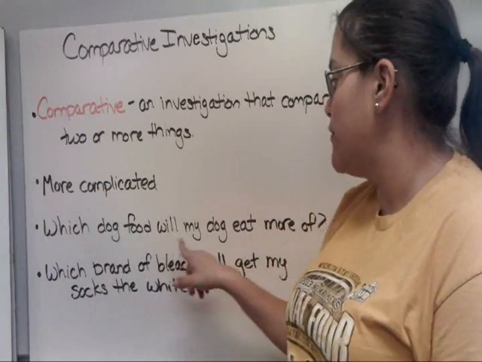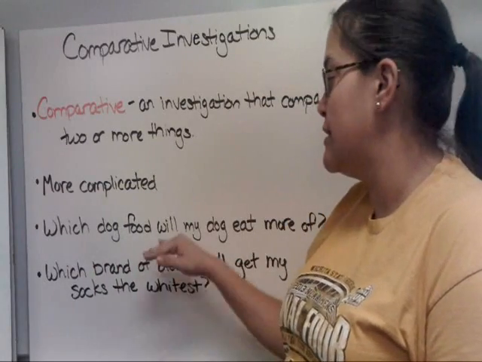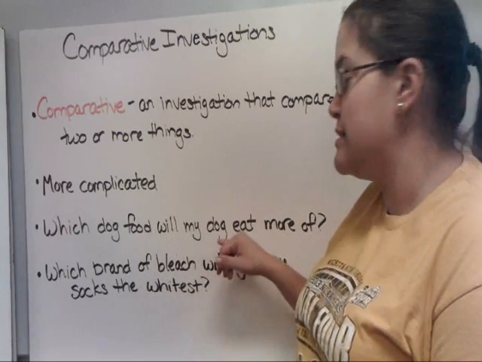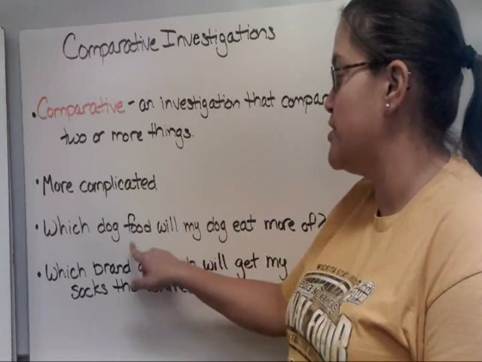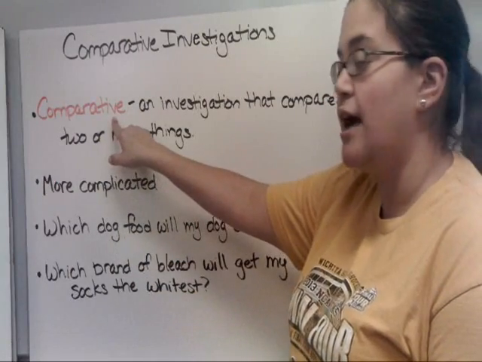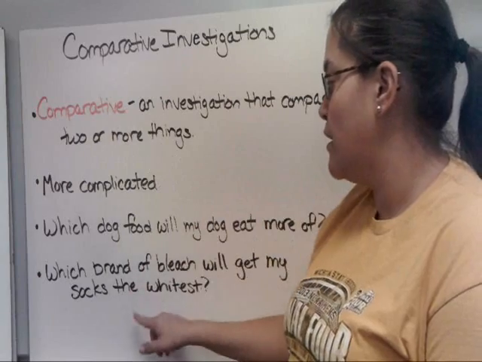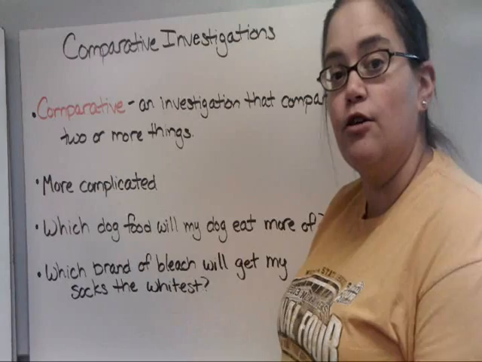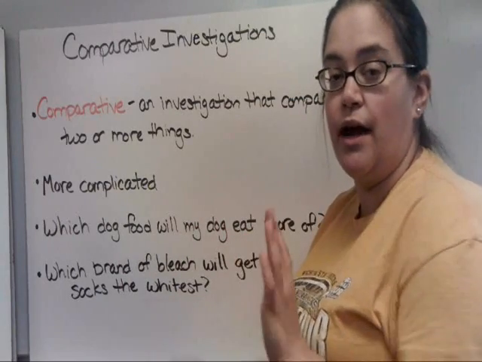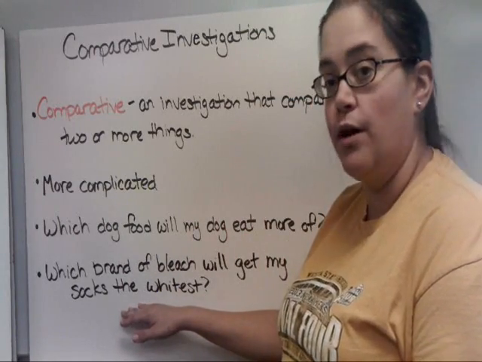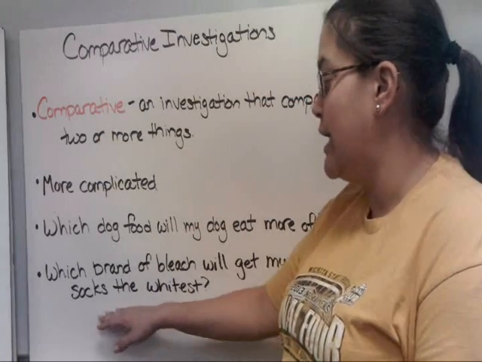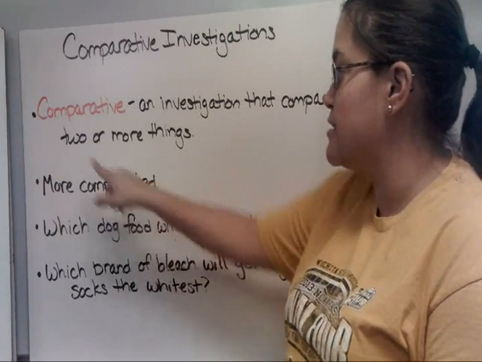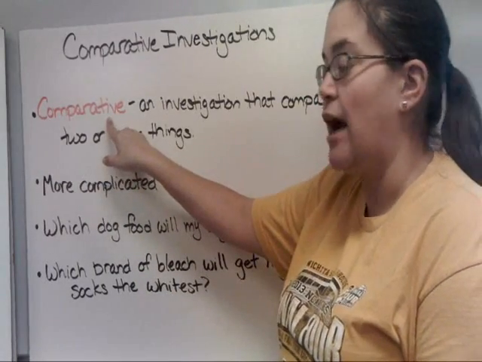So for example, which dog food will my dog eat more of? So this is comparing 2, 3, 4, 10 different types of dog food to see which one the dog will eat more of. So since you're comparing the different types, it's a comparative investigation. And second, which brand of bleach will get my socks the whitest? So you might be testing Clorox, the Walmart brand, the Target brand, etc. So you're comparing more than one brand of bleach, and so you're going to see which one gets your socks the whitest. So if you're comparing multiple things, 2 or more things, it's a comparative investigation.